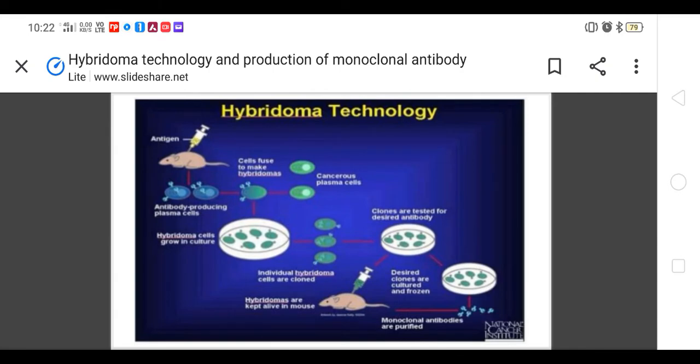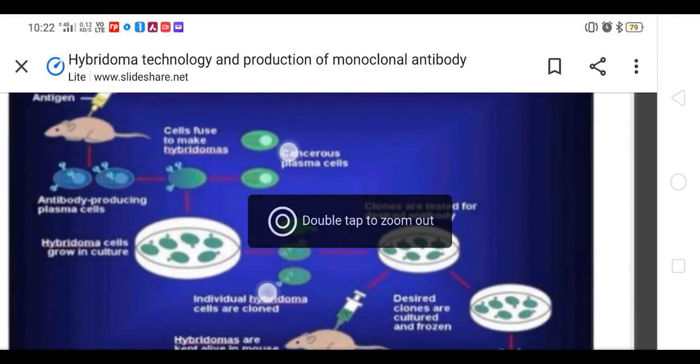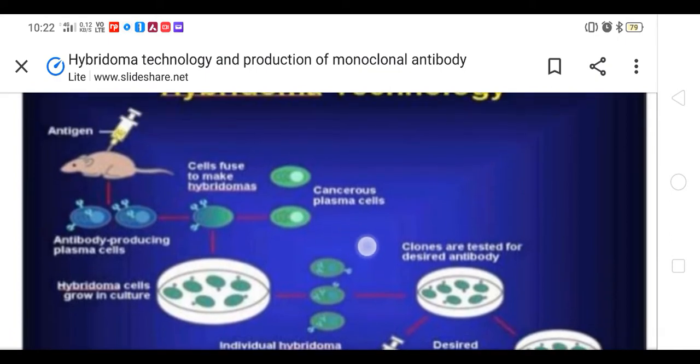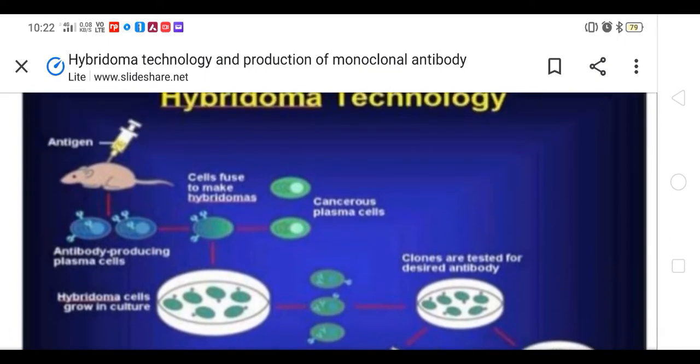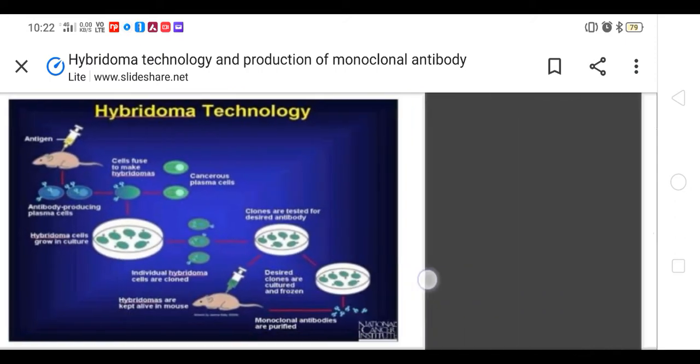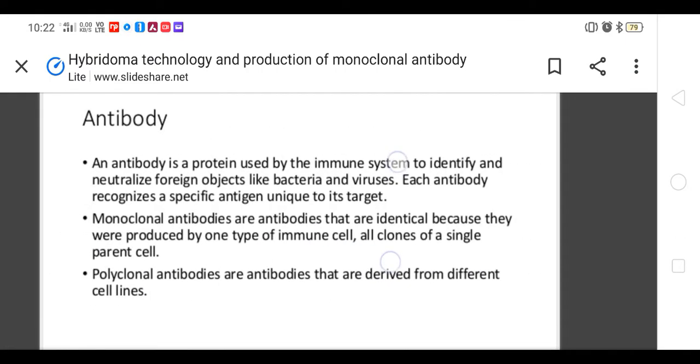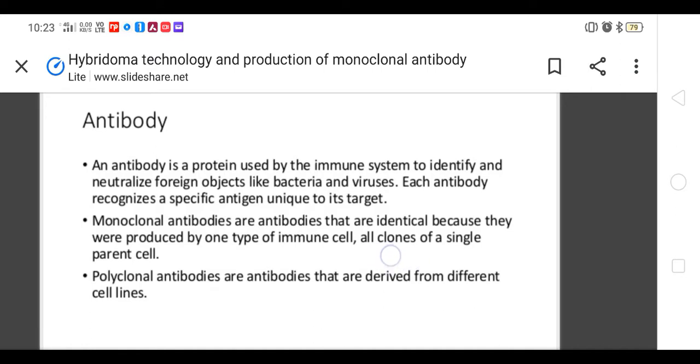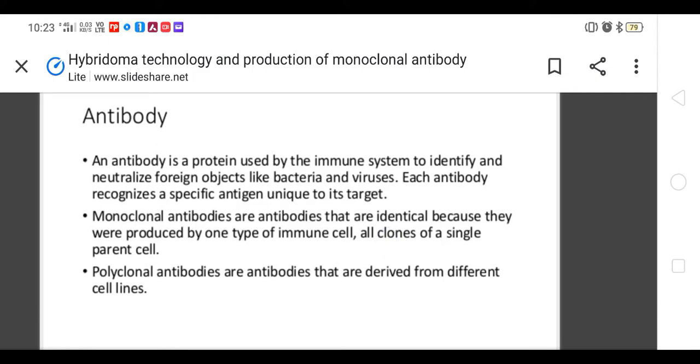Okay, what is this technique actually? It starts with the production of antibody. Antibodies are proteins used by the immune system to identify and neutralize foreign objects like bacteria and virus. Now, this antibody recognizes the specific antigen which is unique to its target.